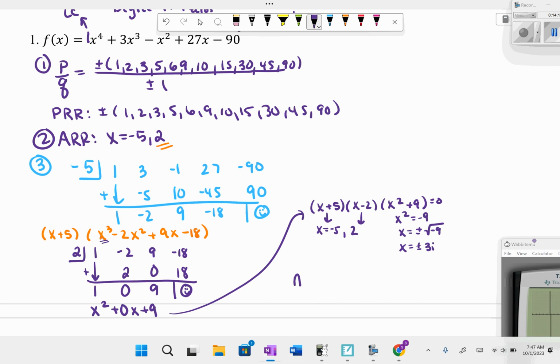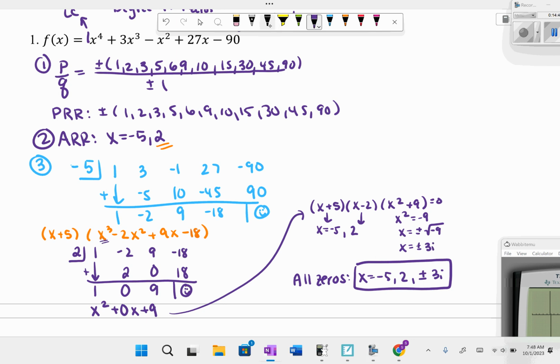So now we found all of the zeros, which is x equals -5, 2, and plus or minus 3i is 2 solutions. And we know that imaginary solutions have to come in pairs. So it makes sense that we have the plus and the minus of the 3i. And so that gives us all of our 4 solutions of our polynomial.